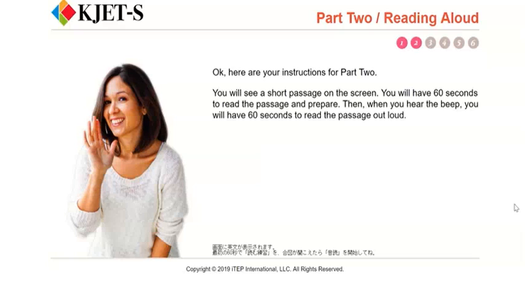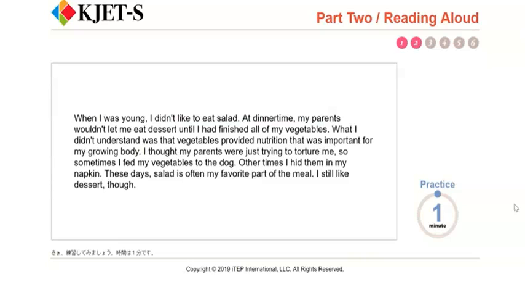Okay, here are your instructions for Part 2. You will see a short passage on the screen. You will have 60 seconds to read the passage and prepare. Then, when you hear the beep, you will have 60 seconds to read the passage out loud. Please begin your preparation. You have 1 minute.